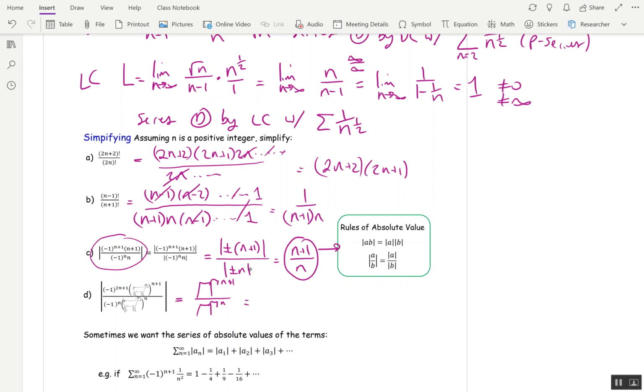Sorry, my goat drawing isn't so good. And so we just get, in this case, a goat.